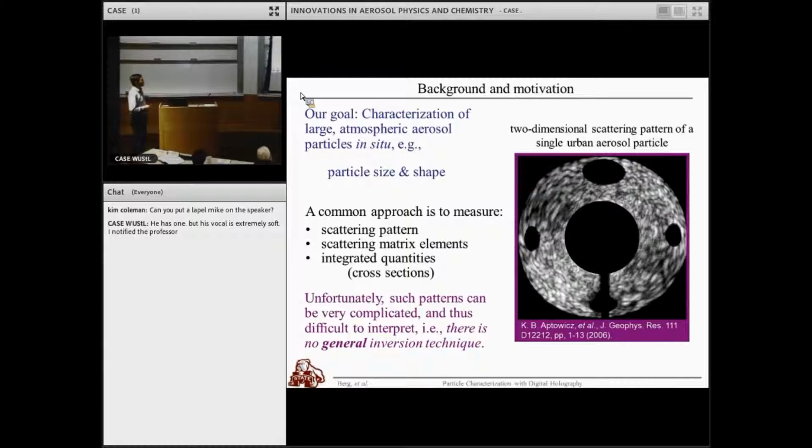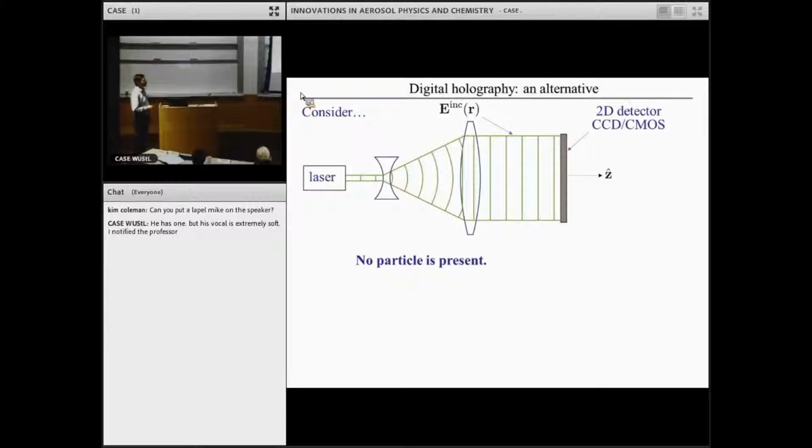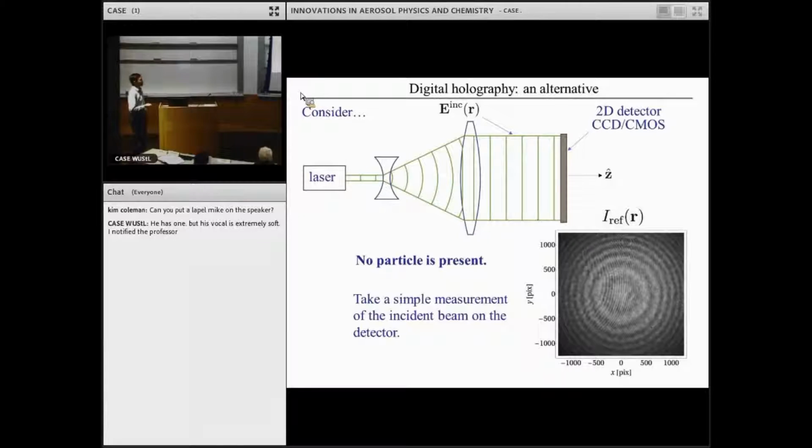So a while back, we started looking at some alternatives to do this characterization, but also retain the benefits of scattering. And digital holography turned out to be the way to go. So to explain briefly how this works, suppose we've got a laser beam and we expand it and then let it fall directly onto a two-dimensional detector, maybe a CMOS or CCD detector. Now, if there's no particle here, then we simply are going to get basically the beam profile of the expanded beam on the detector, or the incident field. The intensity of the incident field is what we'll measure.